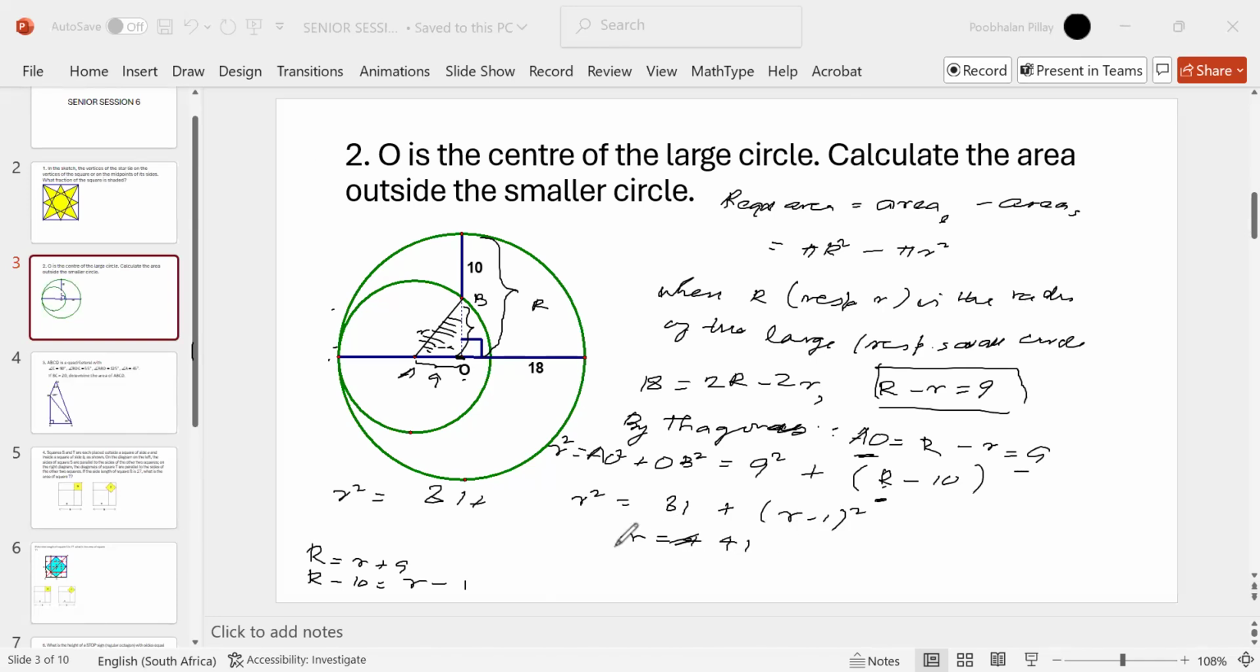Okay, and then your capital R is small r plus 9. So that's 50. So you have your small r and you have a capital R, and therefore we can make all the other calculations. You see? So we said right in the beginning that the required area is pi times capital R squared minus small r squared.